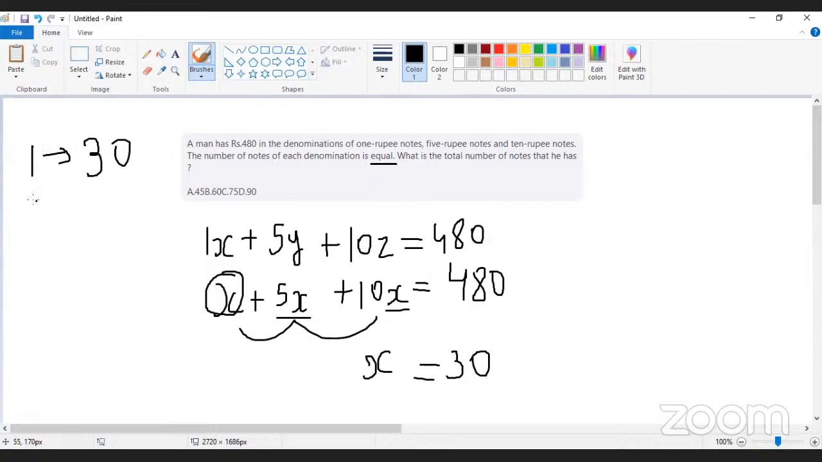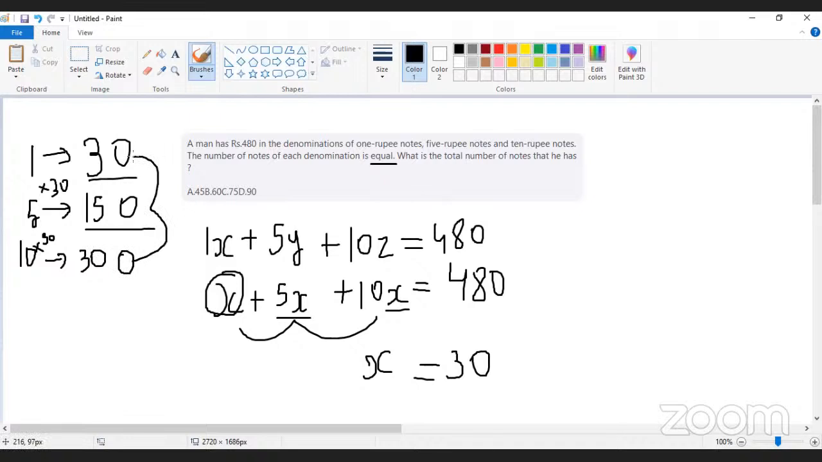Okay, next case, 5 rupee notes: 5 into 30, 150. So there are 150 rupees. And next, 10 rupees notes, how many are there? Again into 30, that is 300. So 300 plus 150 plus 30 is giving me 480. Is it giving me 480? Since everything is equal, the total number of notes is 30 plus 30 plus 30, 90 notes. That's all done. Clear with that?